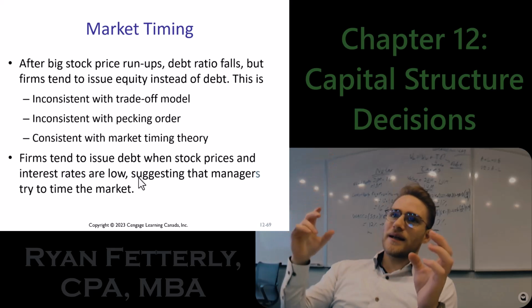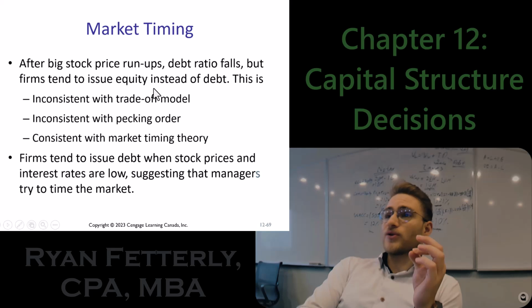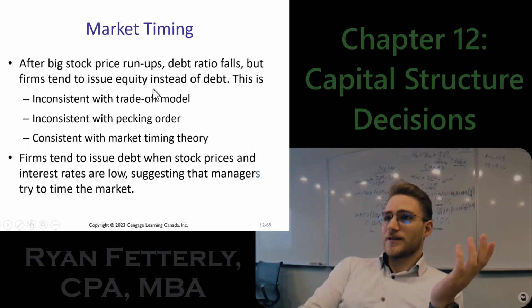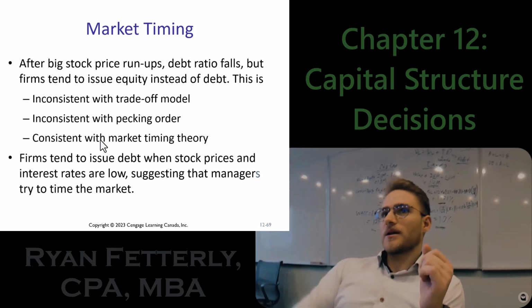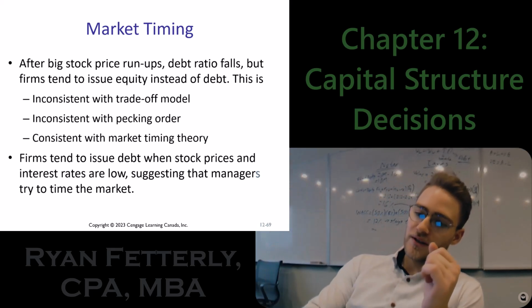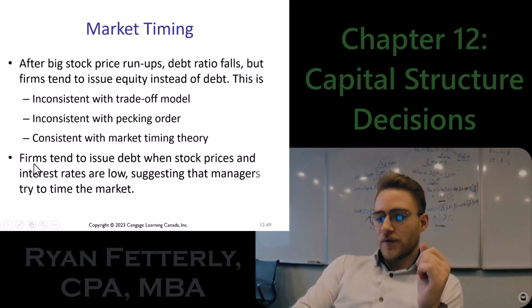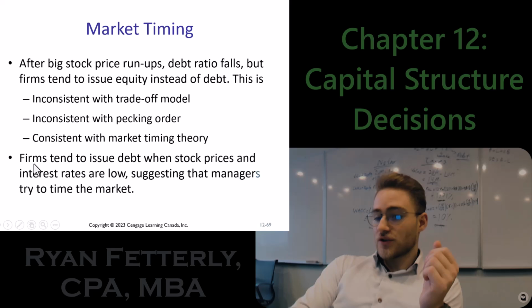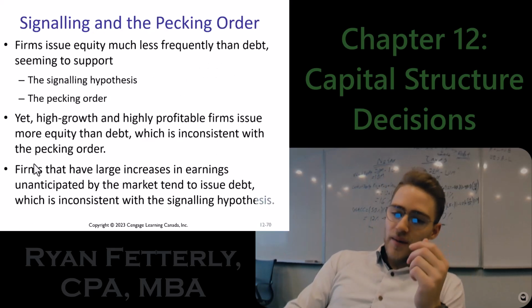So it's interesting how one theory is perfectly consistent, makes sense, and the other two are completely disproven in that circumstance, right? So it goes to show that when your stock's on a big run, you're probably going to apply market timing theory, right? Whereas you're probably not going to use the trade-off model and you're probably not going to use the pecking order, right? Firms tend to issue debt when stock prices and interest rates are low, suggesting that managers try to time the market. Signaling and pecking order.